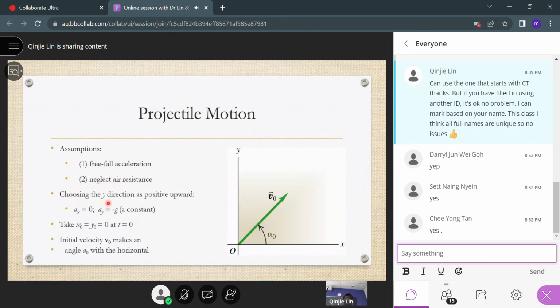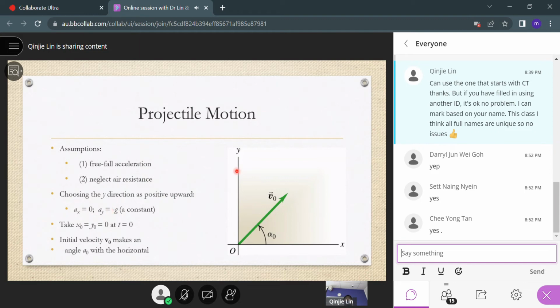That means it's like a perfect projectile motion with nothing trying to slow it down. We also choose the y direction as positive upward. That's what we are plotting here, so y upwards. In this case, the acceleration in the x direction will be 0, and then the acceleration in the y direction will be minus g. So these two things are very standard for projectile motion.